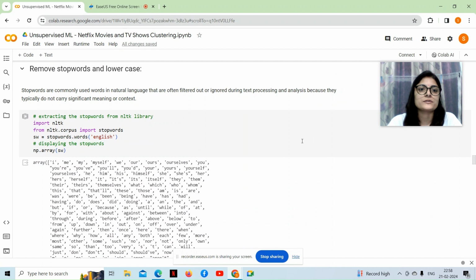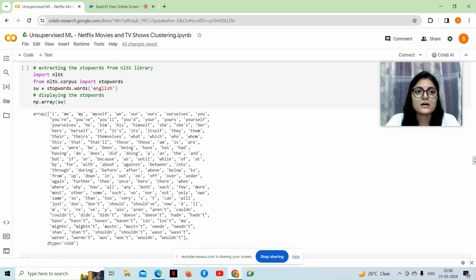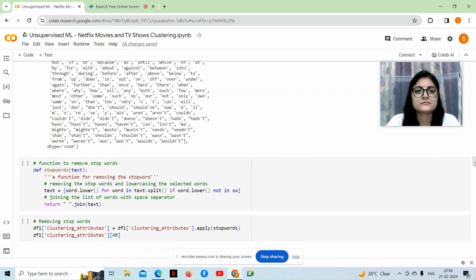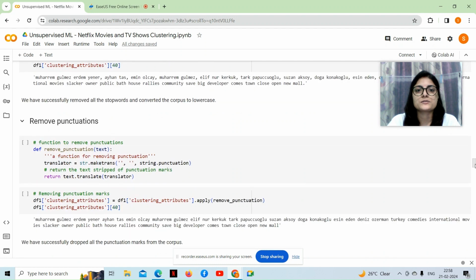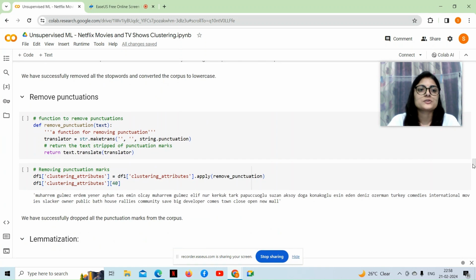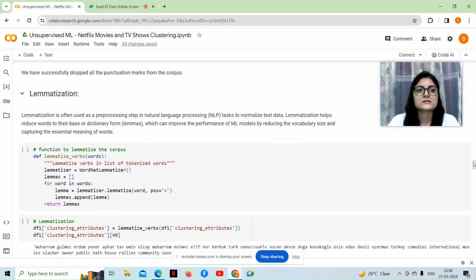Now we are removing stopwords. Basically, stopwords are commonly used words in natural language that are often filtered out or ignored during text processing and analysis because typically they do not carry any significant meaning or context. Basically, stopwords are pronouns, punctuation, conjunctions. Okay, so we have successfully removed all the stopwords and converted the corpus to lowercase. Now we are removing the punctuation. Next process is the lemmatization.